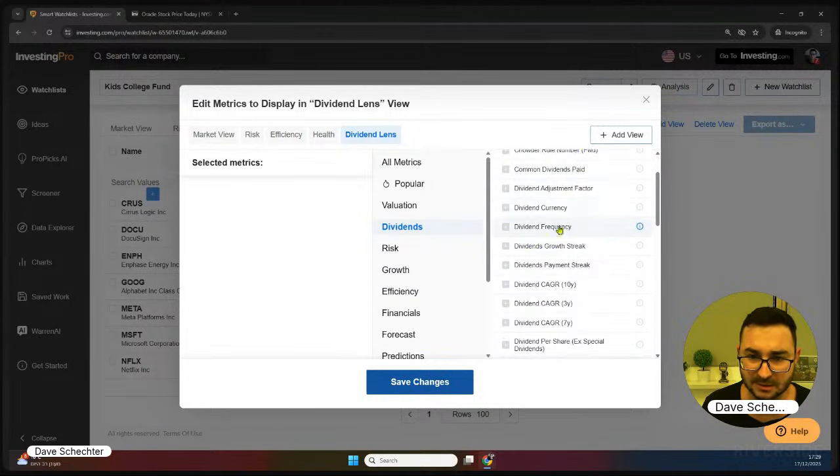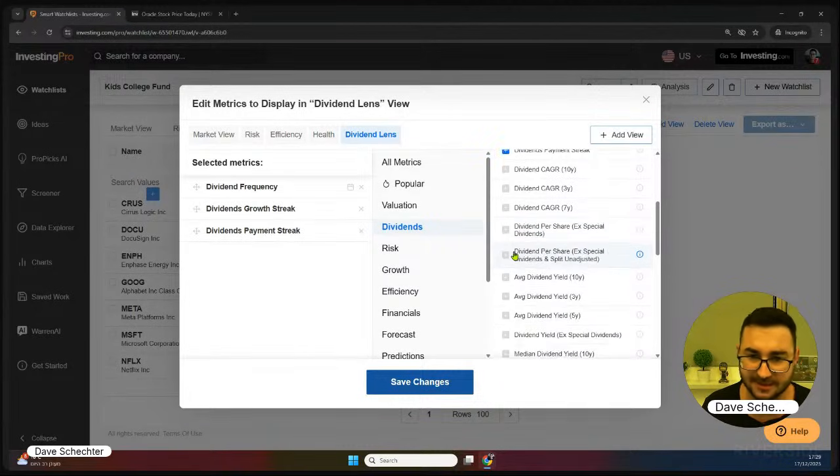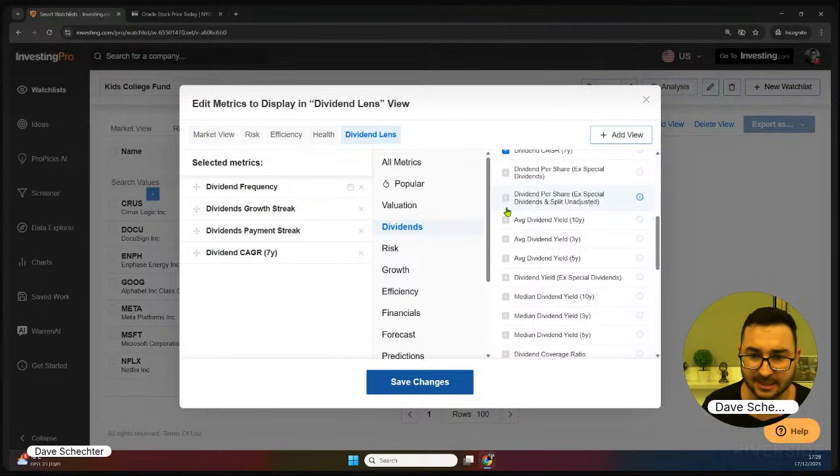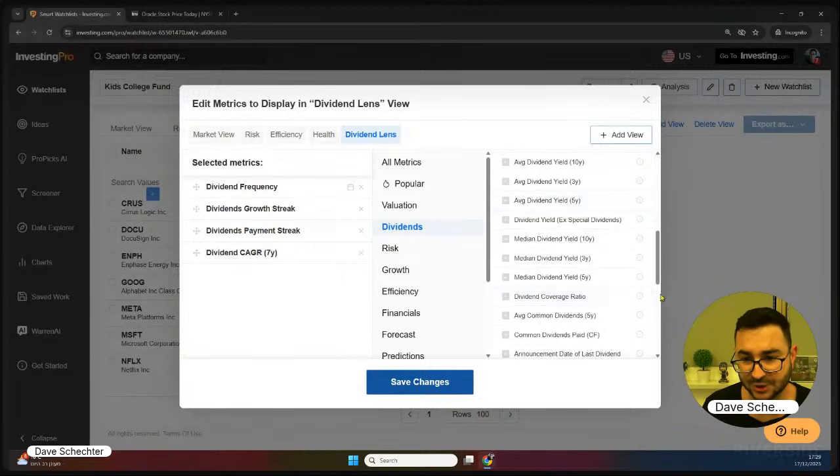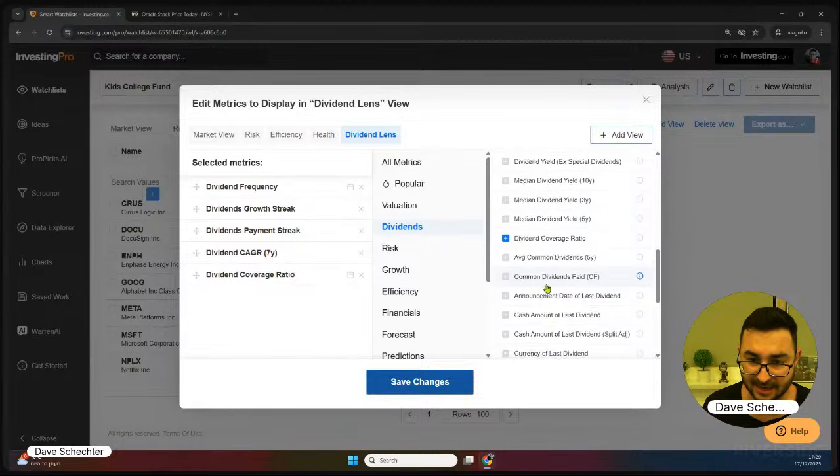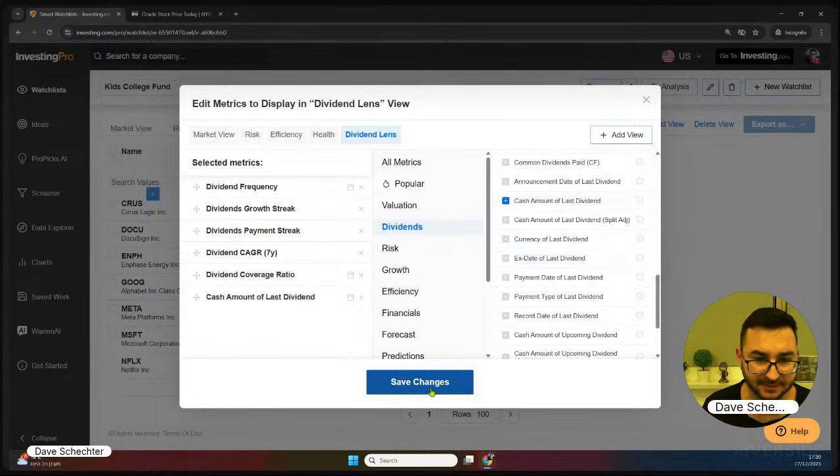I want to take a look at dividend frequency, the dividend growth streak, and the payment streak. Let's do CAGR 7 years just to get an idea of what the growth has been. Let's take a look at the coverage ratio, which is how much cash on hand they have in order to keep on paying me this dividend, and the cash amount of the last dividend. I think that's enough.